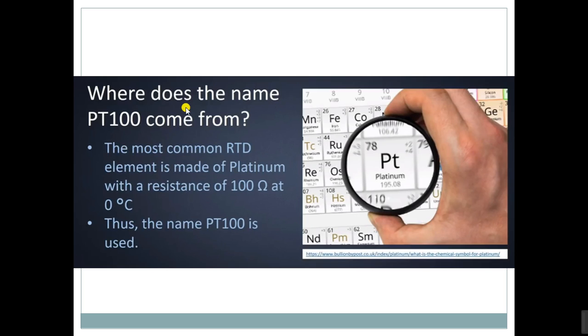In general, RTDs are represented in terms of PT100, PT500, PT1000 and so on. What is meant by PT100? The most common RTD element is made up of platinum, with a resistance of 100 ohm at 0 degree Celsius. So it is called PT100. PT500 means platinum 500, so at 0 degree Celsius it shows 500 ohm. Similarly, PT1000 means at 0 degree Celsius it gives 1000 ohm. That is the meaning of PT100, PT500, PT1000.